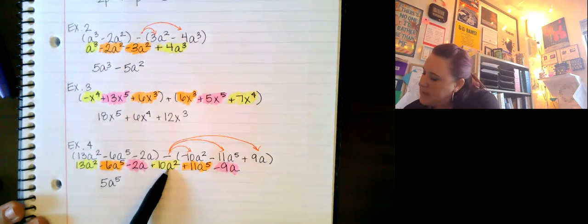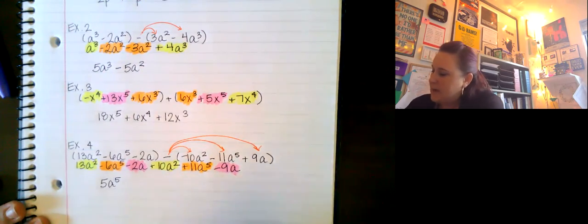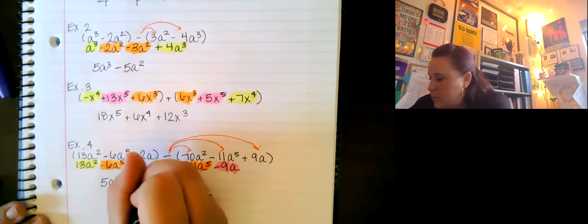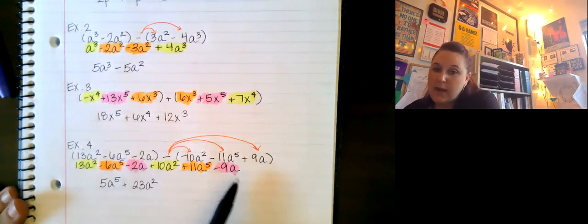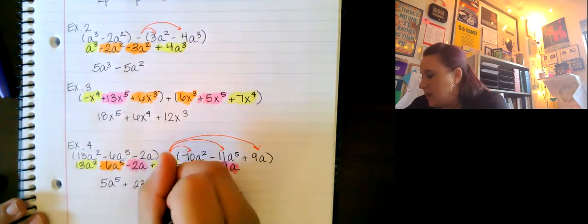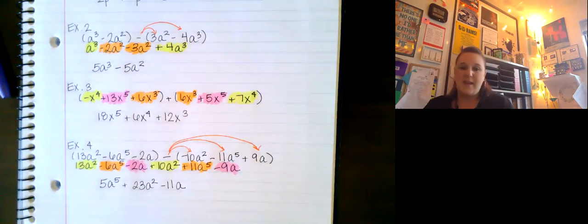Move on to my a to the 2nd. I have positive 13 and a positive 10. So I have 23a to the 2nd. And then I have a negative 2a and a minus 9a. So I have negative 11a.